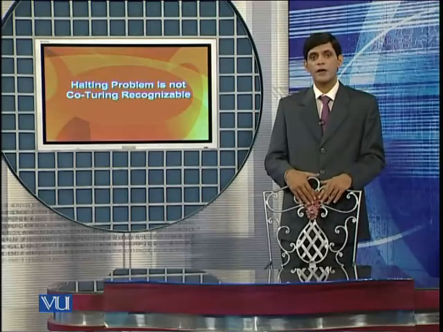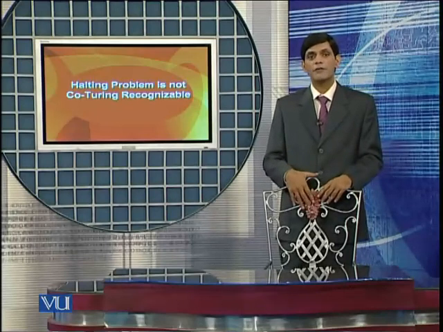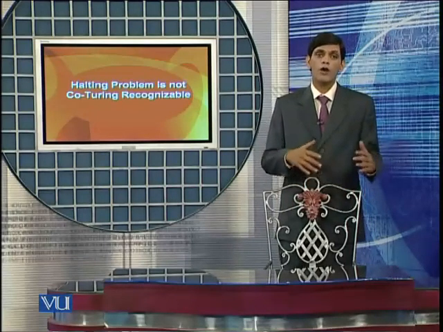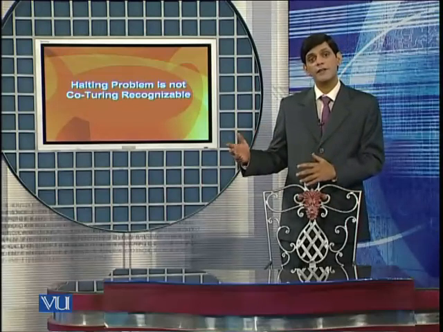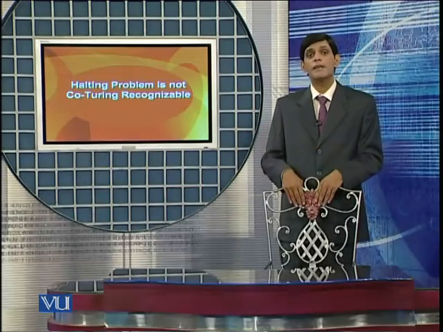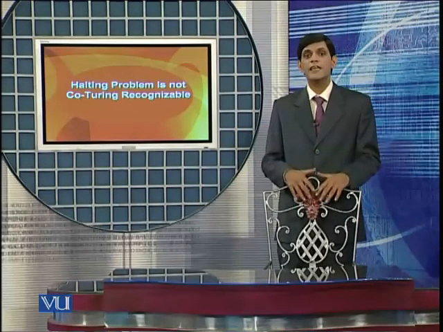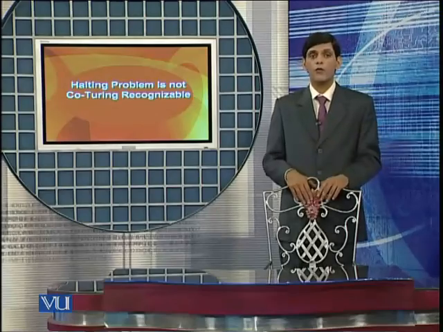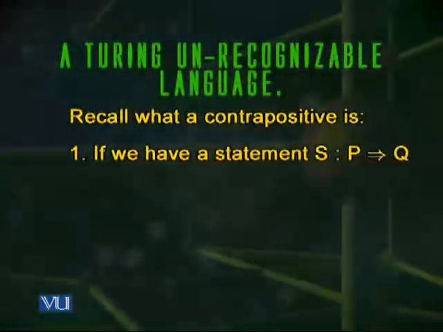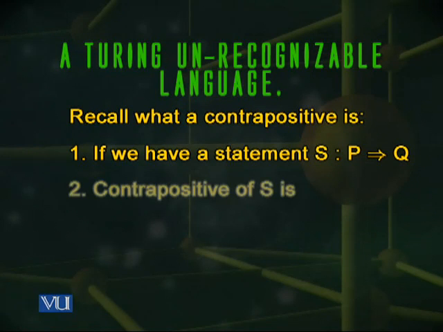In order for us to understand it that way, what we have to do is to recall what a contrapositive is. Let's recall a few basic definitions that you've learned in your discrete math classes and actually see that this theorem is nothing but the contrapositive of theorem 4.16. Let's recall that if we have a statement S which is of the form P implies Q, then the contrapositive of S is not Q implies not P.